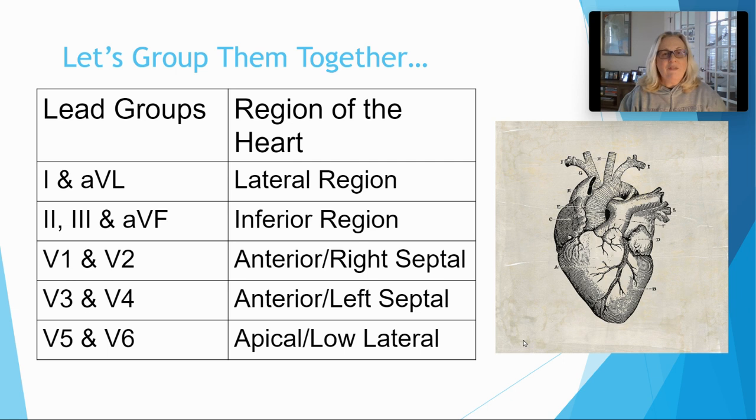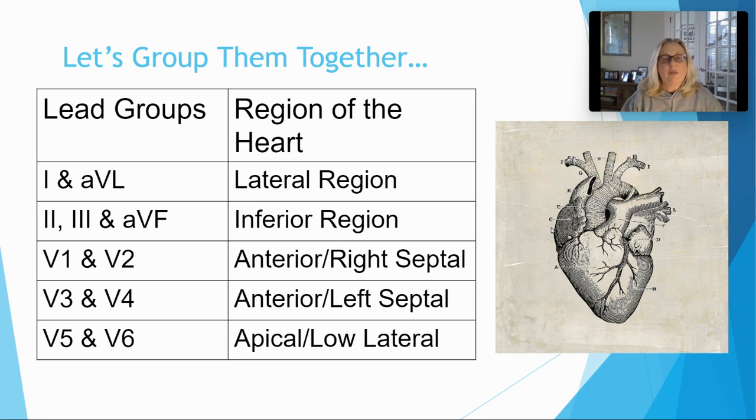So 1 and AVL both go across here, right? 1 goes across here, AVL lands at the left arm. That is the lateral region across the top of the heart. 2, 3, and AVF, since they all landed on the left foot, 2 went this way, 3 went this way, and AVF went that way, all at the left foot. Those are inferior regions. So anything that's happening inferiorly, those leads would pick it up.